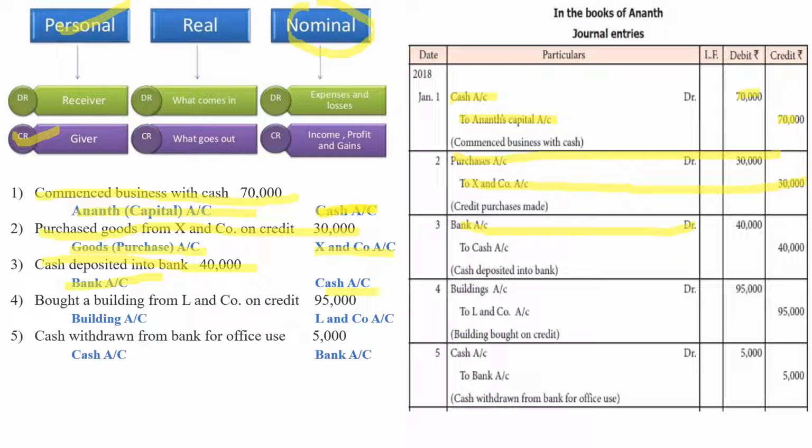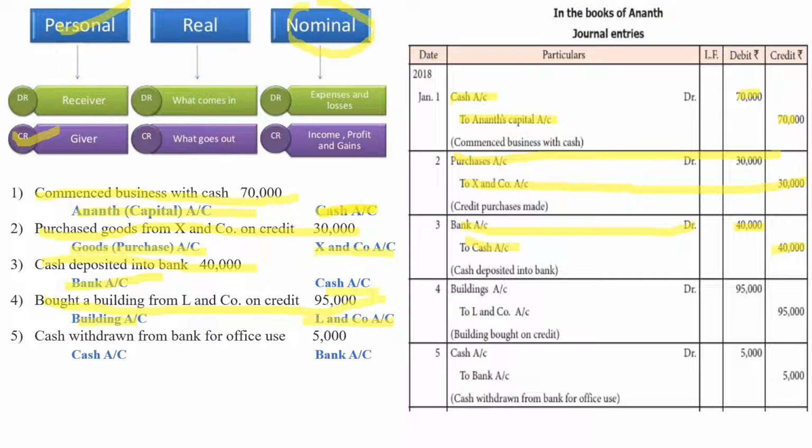And who is credited? Cash. Cash is real and cash goes out from the business. That's why it is credited as $40,000. Bought a building from L and Co on credit $95,000. Here building account is there, L and Co account is there.